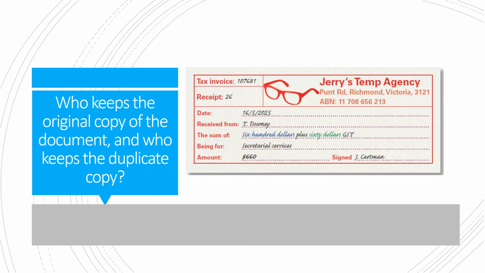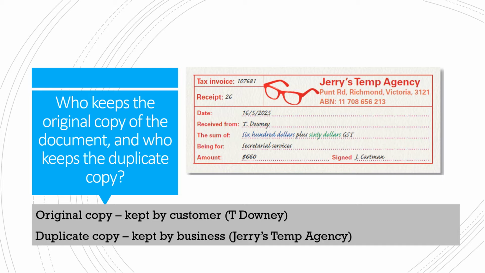Let's see if you can remember this. Who keeps the original copy of the document, and who keeps the duplicate copy? The original copy is kept by the customer, T. Downey, and the duplicate copy is kept by the business, which is Jerry's temp agency.